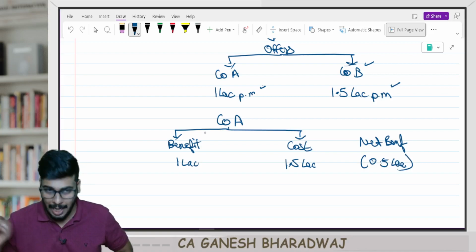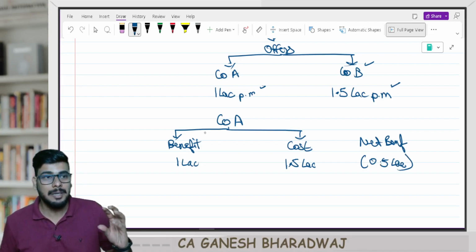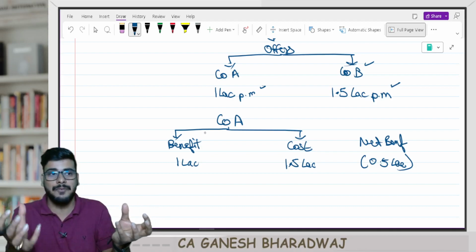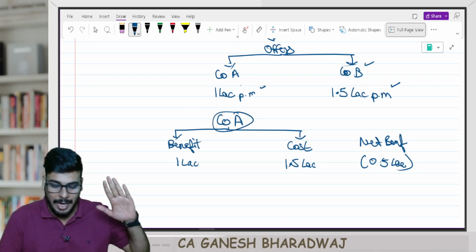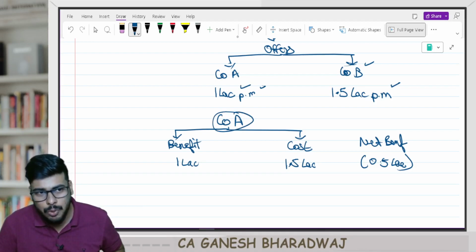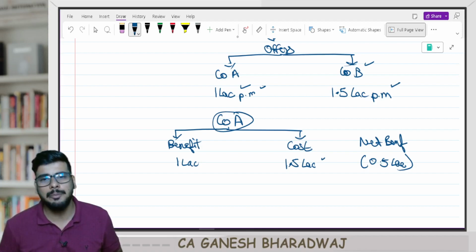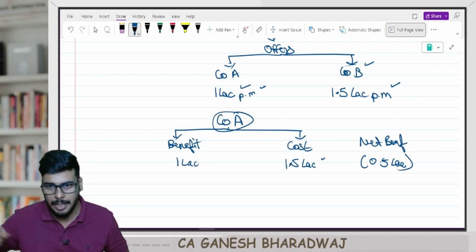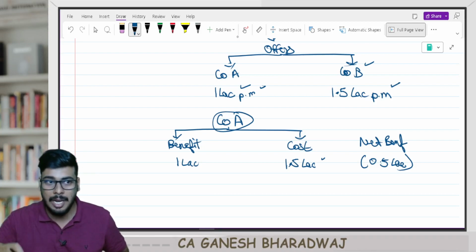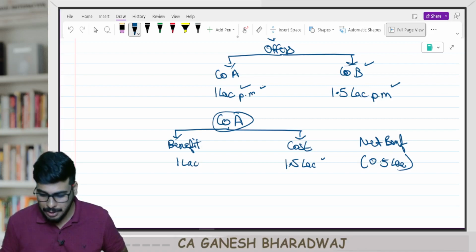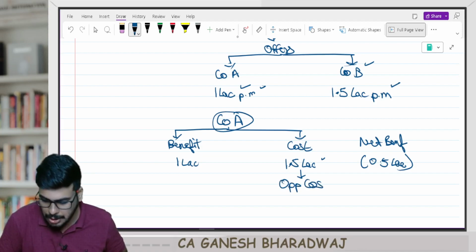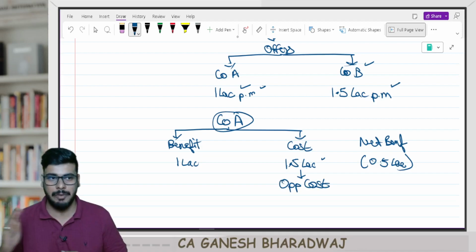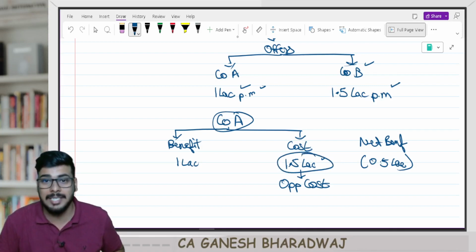In other words, there is a cost as well as a benefit to every alternative that you take. If I go for company A, the benefit is I get 1 lakh. The cost is I lose out 1.5 lakhs. Now, this 1.5 lakh, do you need to pay it out of your pocket every month? No, but still it was relevant for our decision making. This is called opportunity cost. We will be studying the concept of opportunity cost.